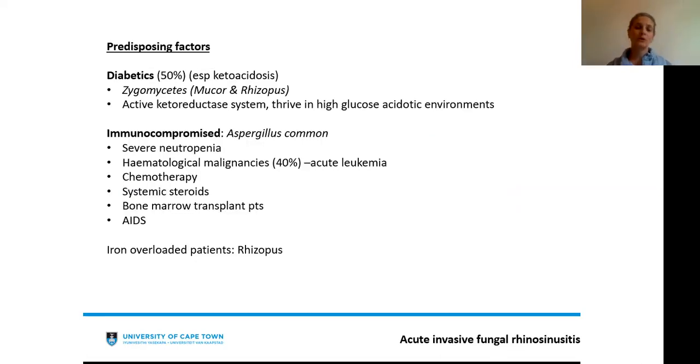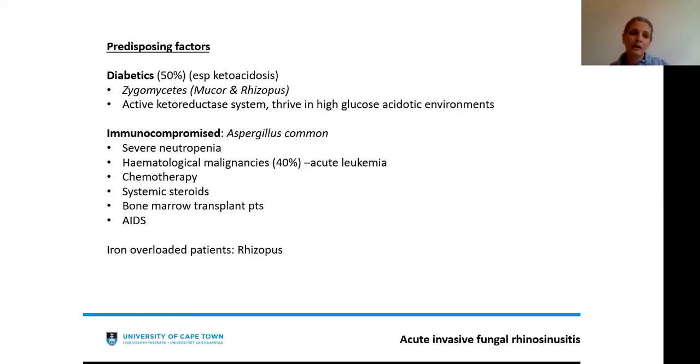There are some predisposing factors for Mucor. By far the largest group are your diabetic patients, such as our patient, and this is especially prevalent if they've got a ketoacidotic state. If it occurs in diabetics, the most common organism is Mucor and Rhizopus, and this is because they actually have an active keto-reductase system, so they can thrive in these very high glucose and very acidotic environments.